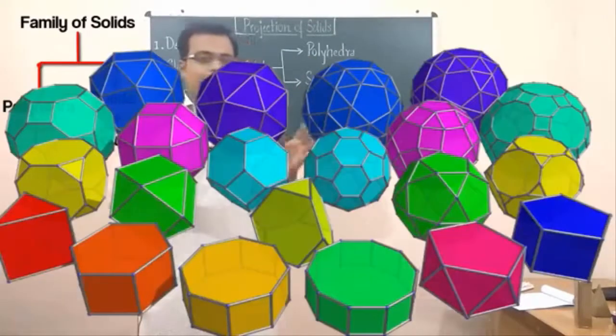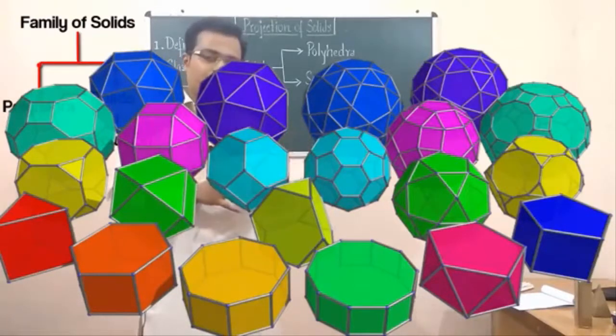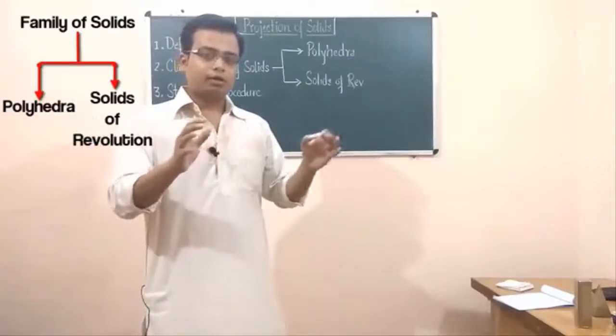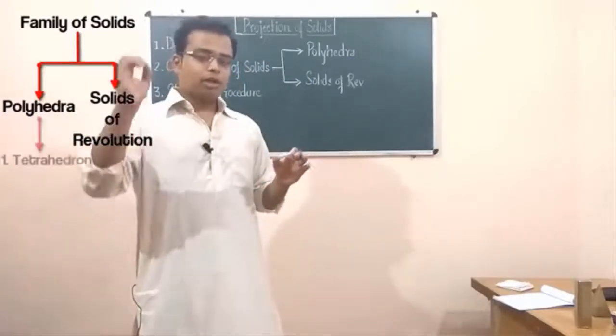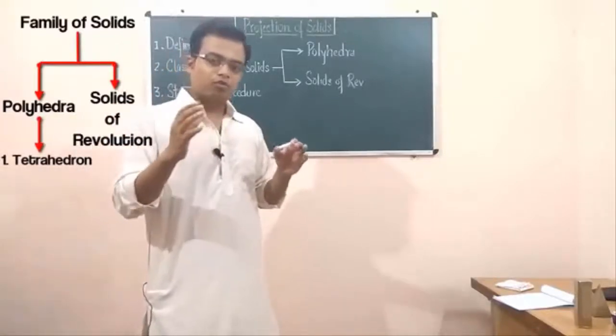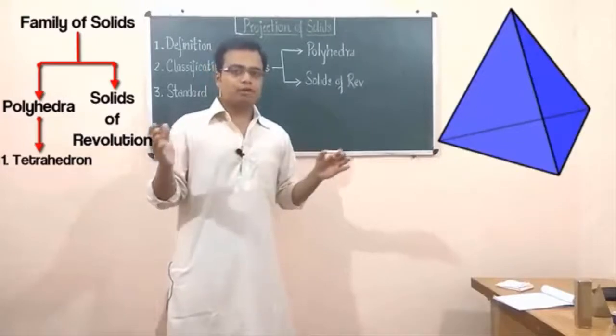Polyhedra is a solid bounded by plane figures or faces, and when those faces are equal and regular, then that sort of a polyhedra is referred to as a regular polyhedron. Now there are different types of polyhedrons. Number one is tetrahedron. So when you speak of a tetrahedron, it has four faces. All of them are equilateral triangles.